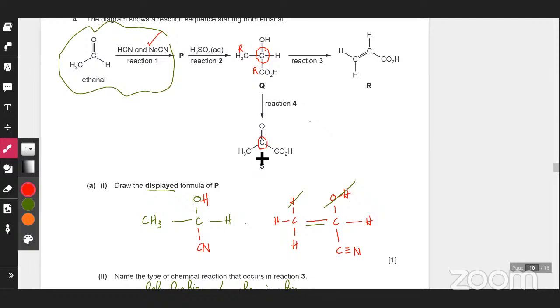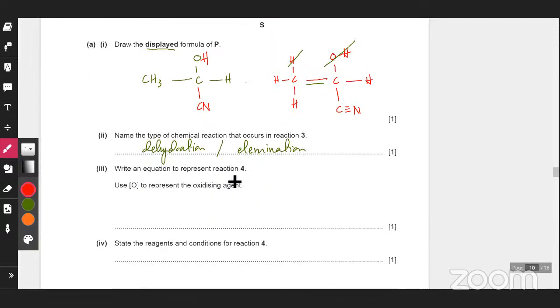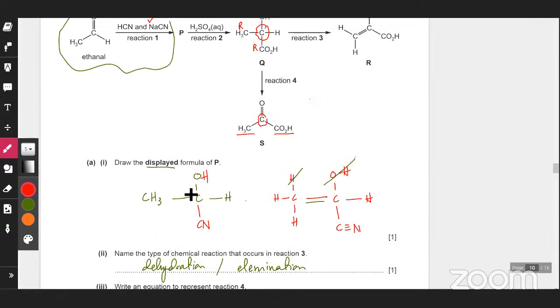Nothing happened to the R groups. There's CH3 and there's a carboxylic acid. They are still where they were. The middle carbon, the one with OH, changes into a ketone. So the question asks: write an equation to represent reaction 4 and use O. So you're going to write an equation to represent this.